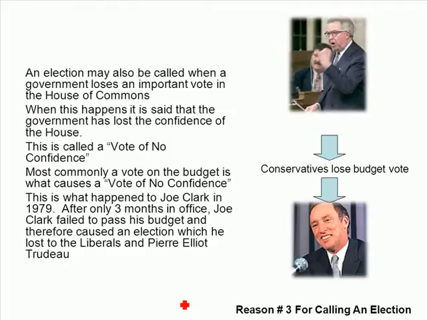An election can also be called at a time when the government loses an important vote in the House of Commons. And this is what's called a vote of no confidence. It basically means that the confidence of the House of Commons has been lost, meaning that the 308 members of Parliament do not have confidence in the government anymore. So essentially what happens in that case is a vote of no confidence is called, and most likely the Governor General will be informed to dissolve Parliament and to call another election.